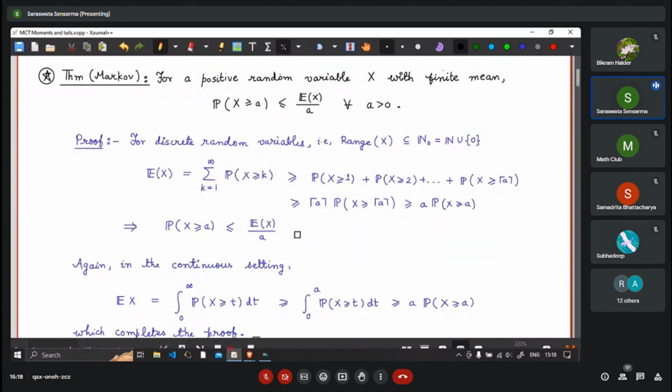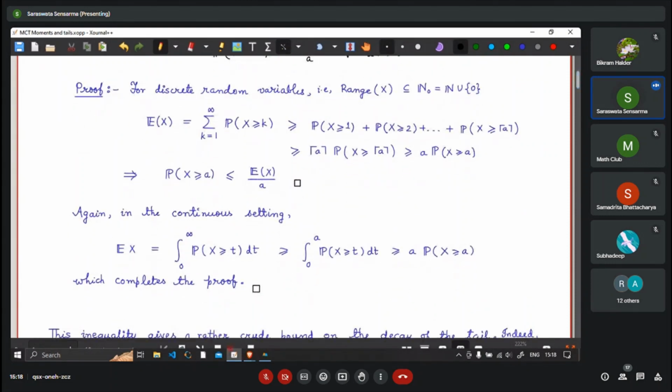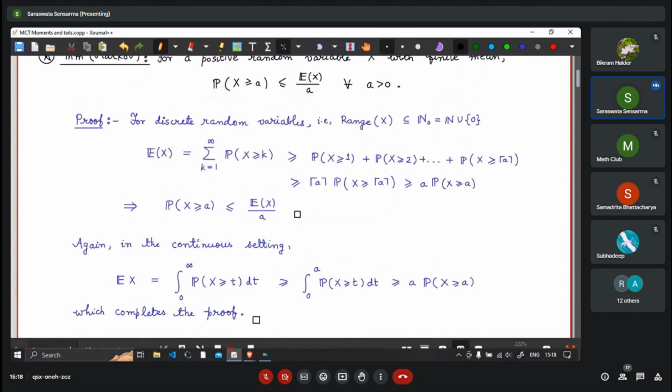Again, this is in the discrete setting. In the continuous setting, it's the same thing. You take the integral and you chop off the integral after the first part from 0 to a, and you keep that. So this would complete the proof. For any random variable, since this sum or this integral has to converge, this tail probability function should go to 0 faster than the harmonic sum, and here it should go to 0 faster than 1 over x. That is the whole point of Markov's inequality.